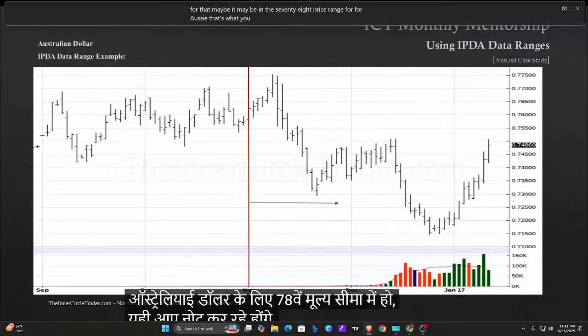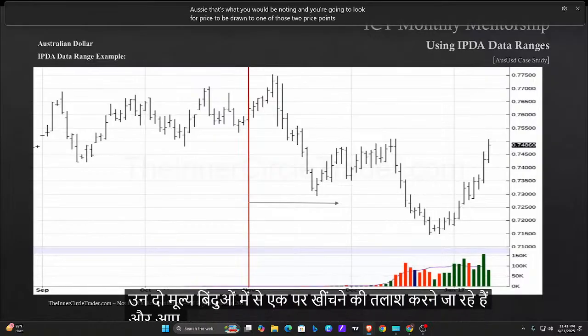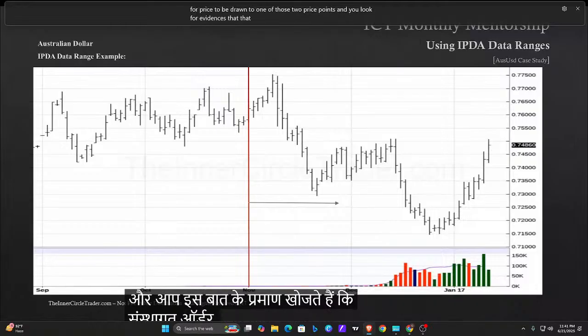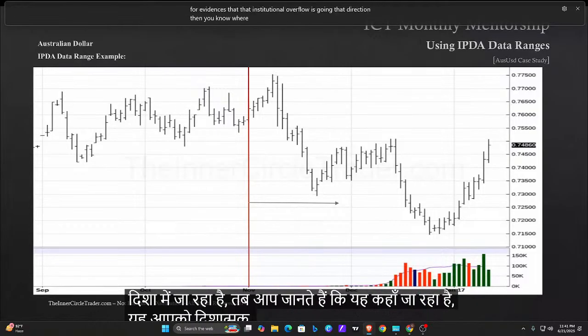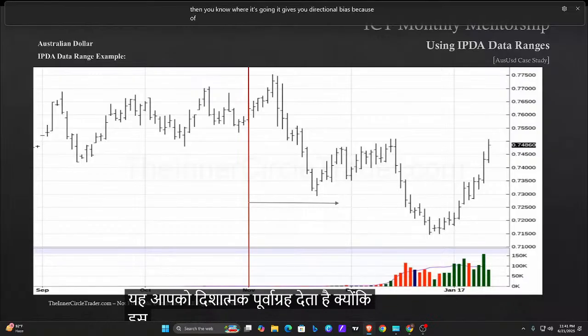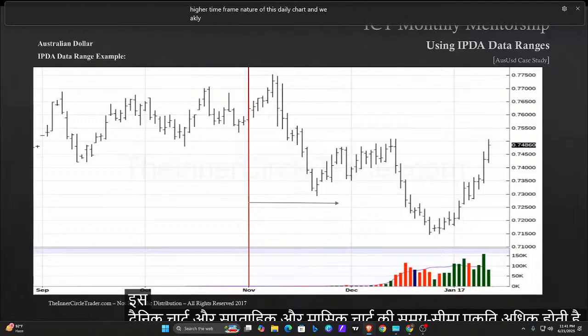That's what you would be noting. You're going to look for price to be drawn to one of those two price points, and you look for evidence that the institutional order flow is going in that direction. Then you know where it's going. It gives you directional bias because of the higher time frame nature of the daily, weekly and monthly charts.